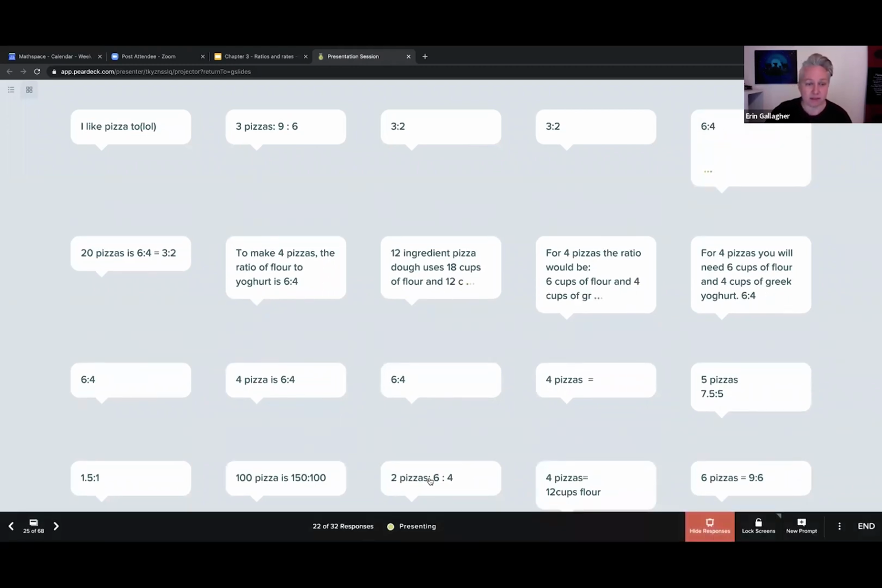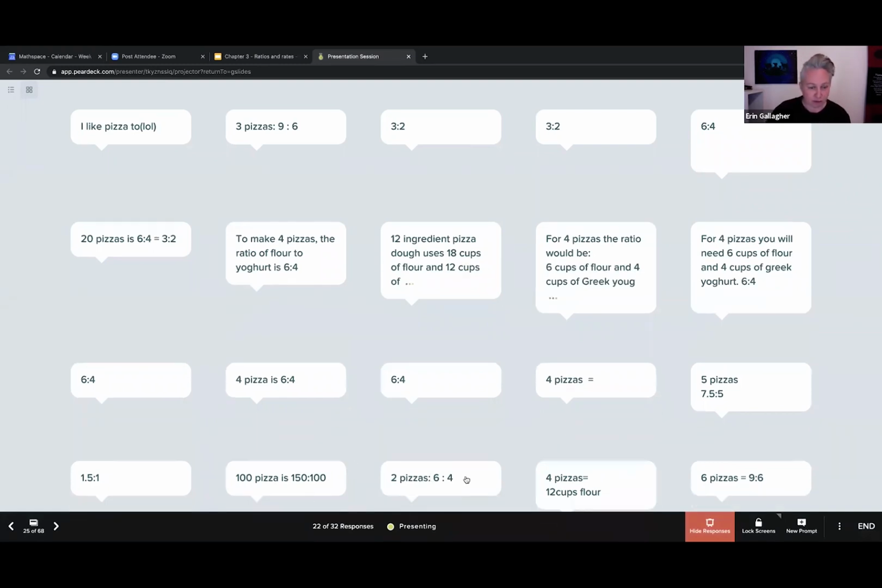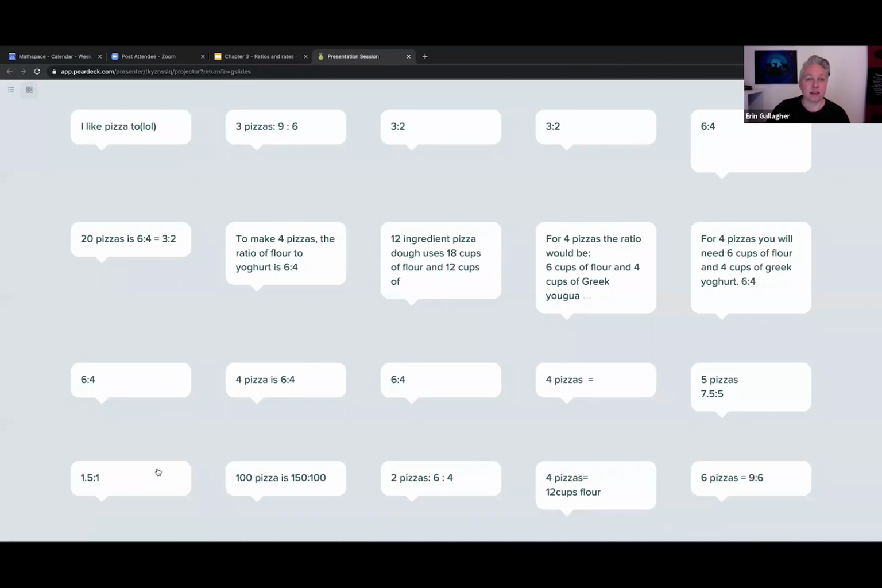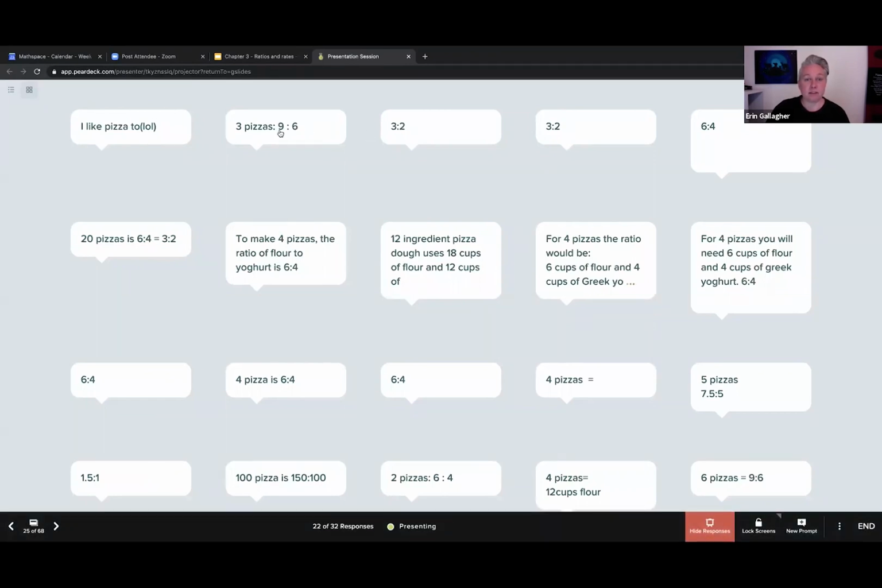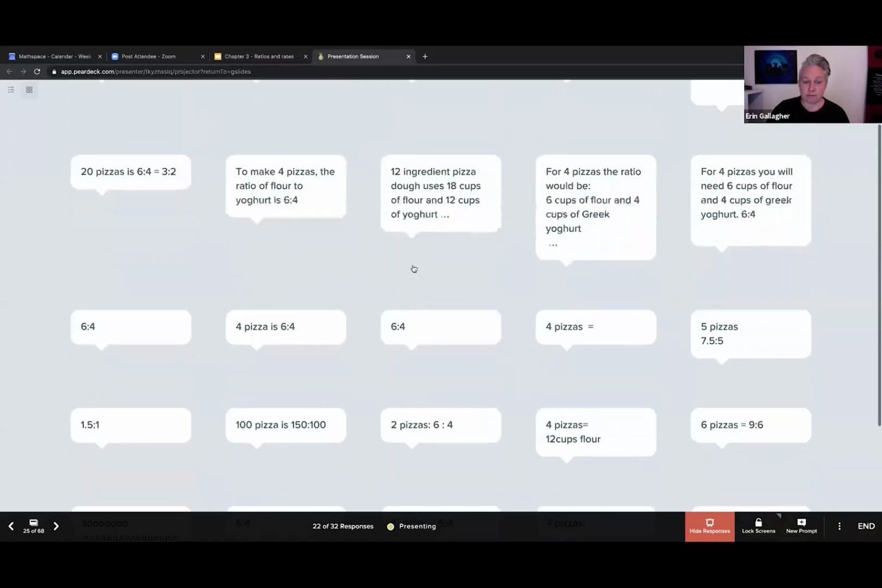Two pizzas, 6 to 4. That would actually be 2 lots of our ingredient, but that's fine. 6 to 4 is correct. 3 pizzas, nice thinking there. So if I wanted to make 3 lots of the recipe, then I would have 3 3s is 9. That's fantastic. And 2 3s is 6. So well done. That's a good one. 3 pizzas, 9 to 6.